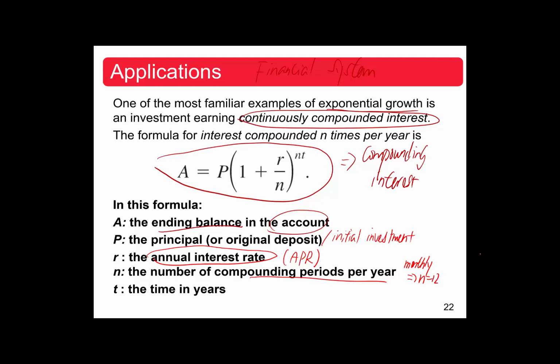If it is daily compounded, then n equals 365. Right, so it depends on the compounding method. And then time t is the time in years, right? T must be in years. The unit for t is years. I should go over this detailed explanation of each variable.